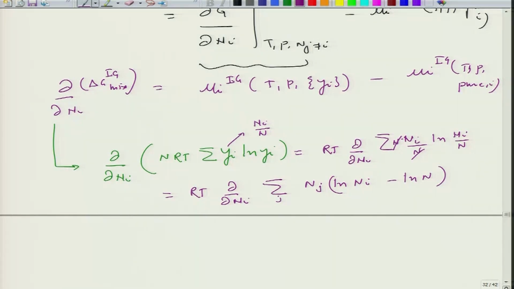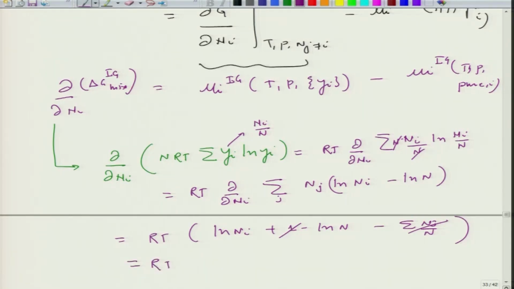So, this is the expression we have. If you take the derivative here, I can come up with the expression now. This is going to be ln Ni plus 1 minus ln n minus summation nj by n, which is nothing but, 1 will cancel out. So, what you are going to get is RT ln Ni by n.